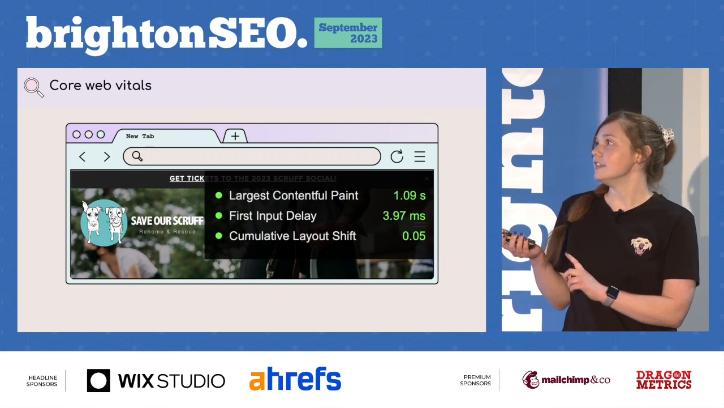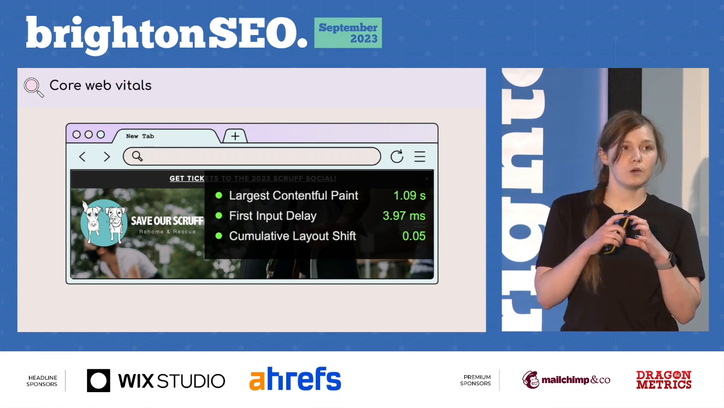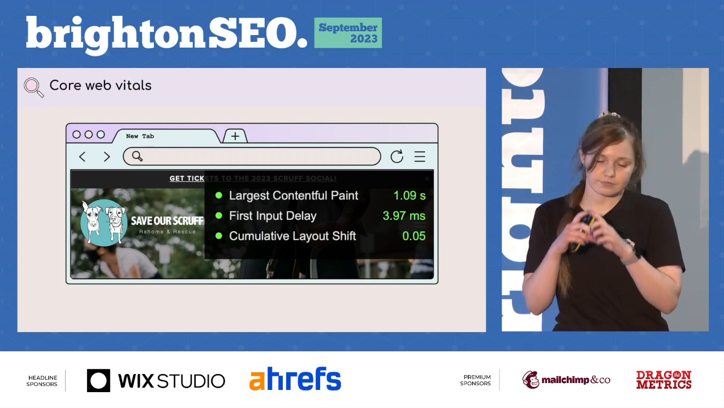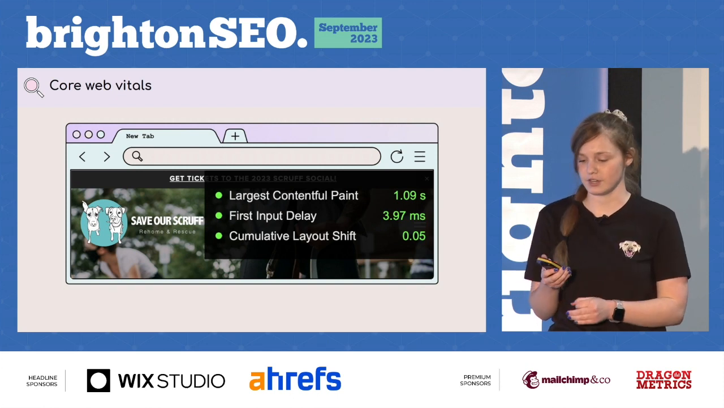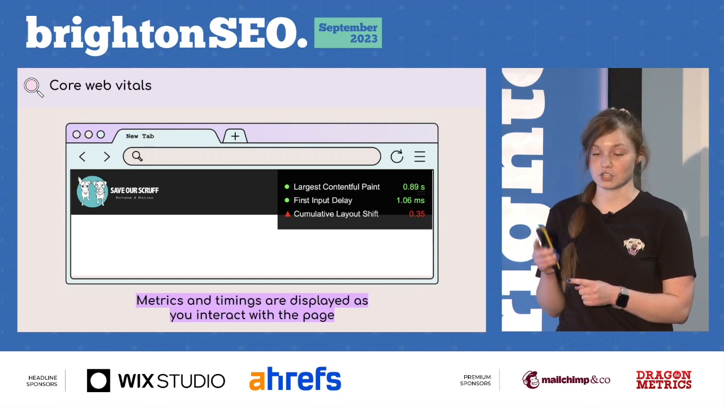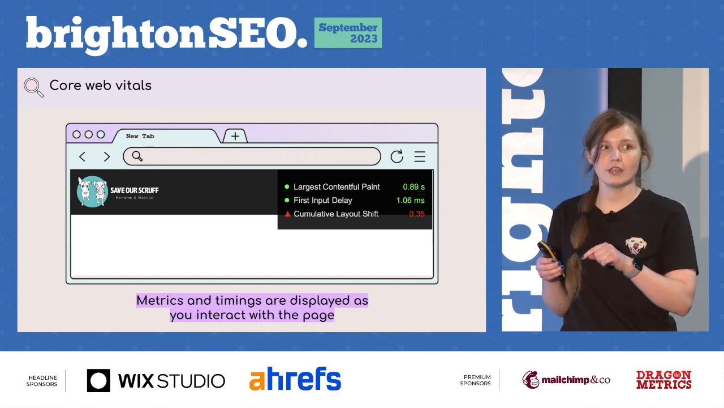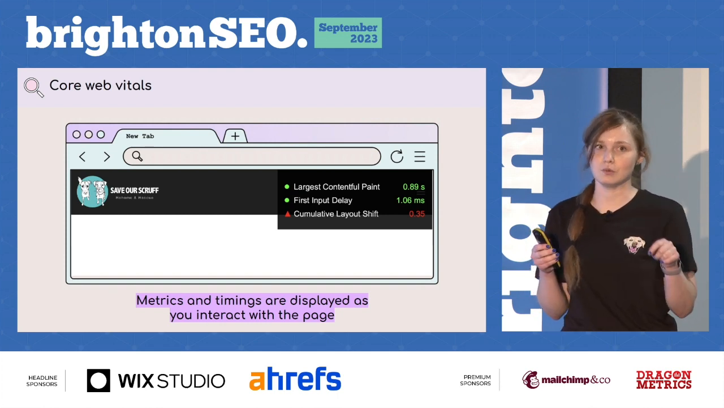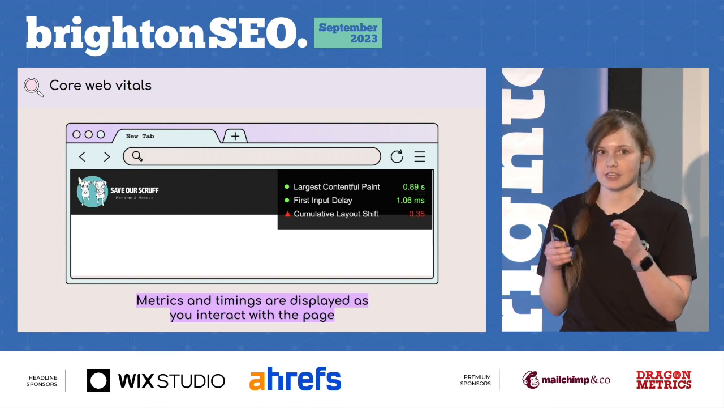You'll also have the Core Web Vitals overlay. So this will pop up at the top of your page. It will give you a score for those three metrics. And then as you scroll around, as you click around, that score will change. So you can see at what point, what did I do, where did I scroll to, what did I click, that then caused that shift in the scores.